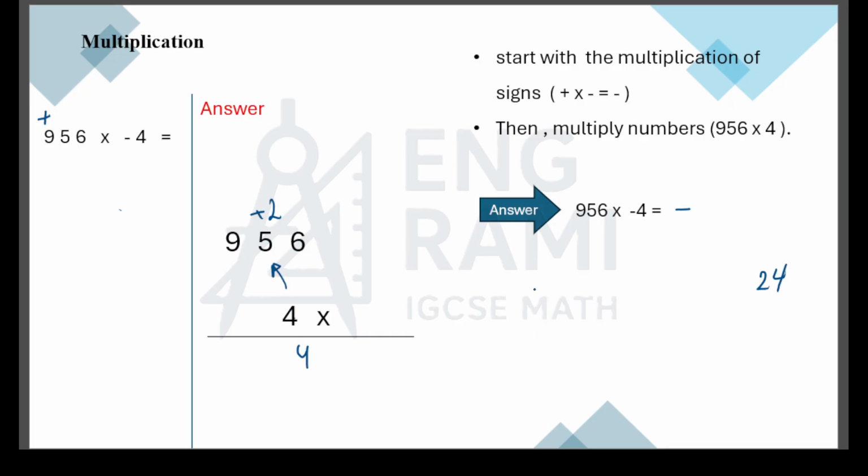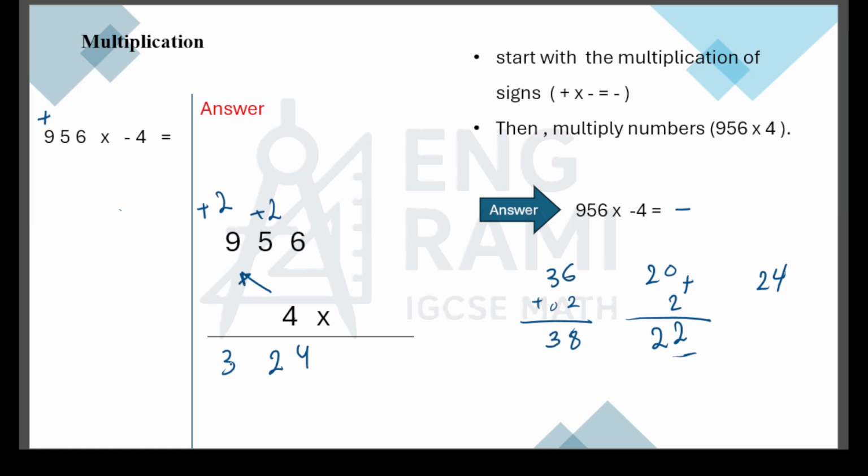4 times 5 equals 20. Plus 2 equals 22. Then I have to put the 2 and carry over the other 2 up here. Then I have to multiply 4 times 9, which equals 36, plus 2. 6 plus 2 equals 8, and 3 plus 0 equals 3. 3, 8. So I'll find the answer negative 3,824.